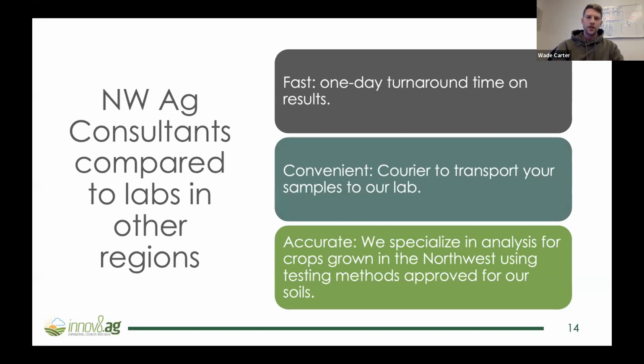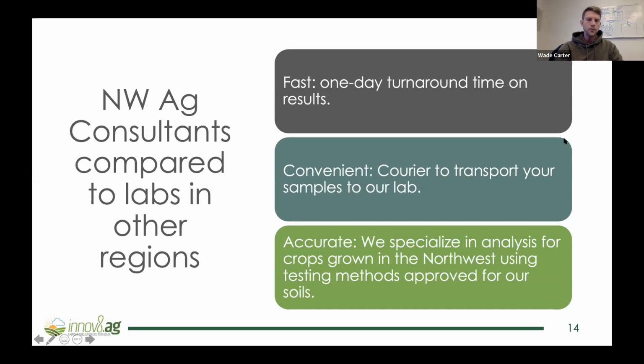there are labs all over the country, all over the world. Most of the growers, it looked like, were in Washington and Idaho on that poll at the beginning of this webinar. So why use a lab in Washington? Why use Northwest Ag as opposed to sending your samples to Ohio? Well, first, it's fast. We have a 1-day turnaround time on results, faster than Amazon Prime. So also it's convenient. You know, you can have our courier take your samples and bring them to our lab. So if we receive your samples on Tuesday, you're going to get your results on a Wednesday.